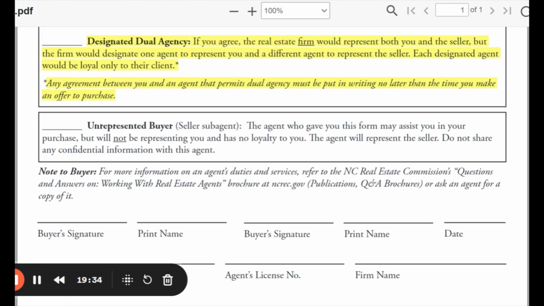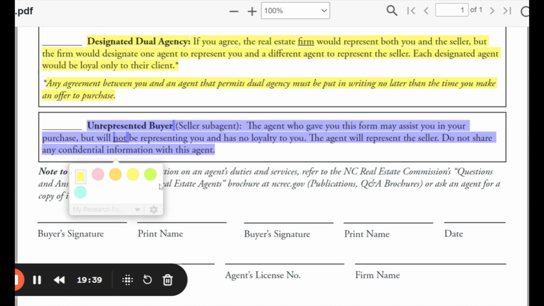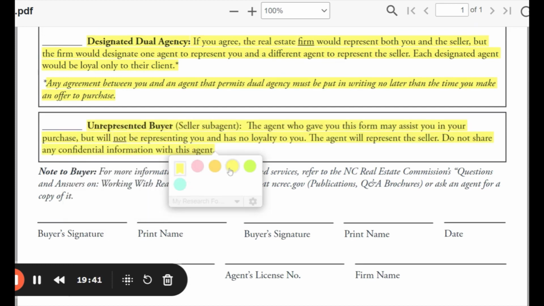Okay, and so now we're under this section, which is the unrepresented client. Okay, the unrepresented buyer, seller, sub-agent. The agent who gave you this form may assist you in your purchase, but will not be representing you and has no loyalty to you. The agent will represent the seller. Do not share any confidential information with this agent. So this is a seller's sub-agent. This is a buyer that is unrepresented.